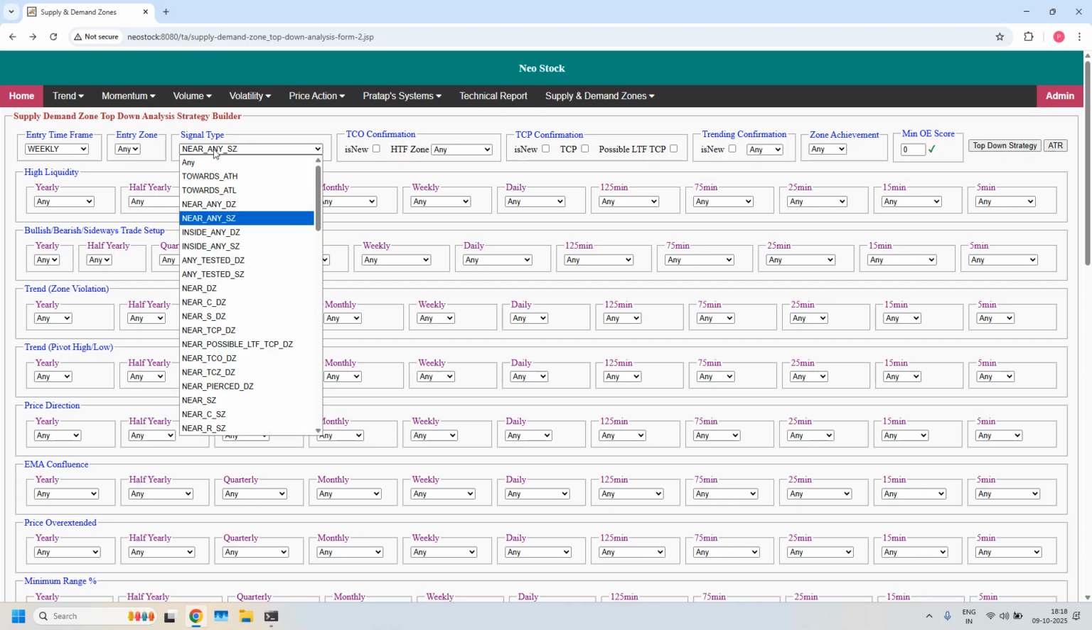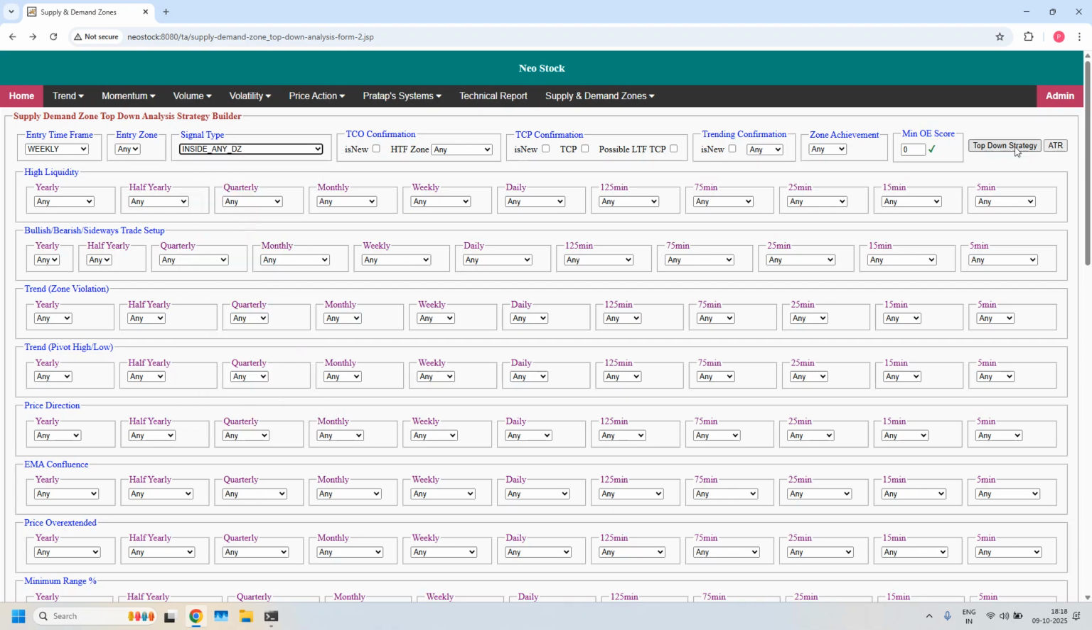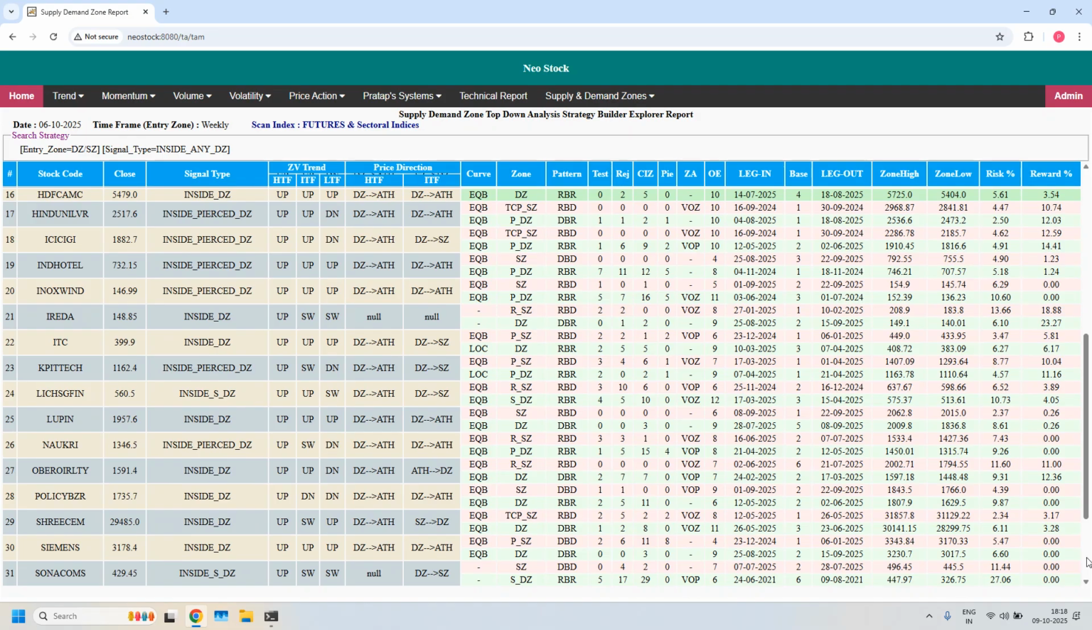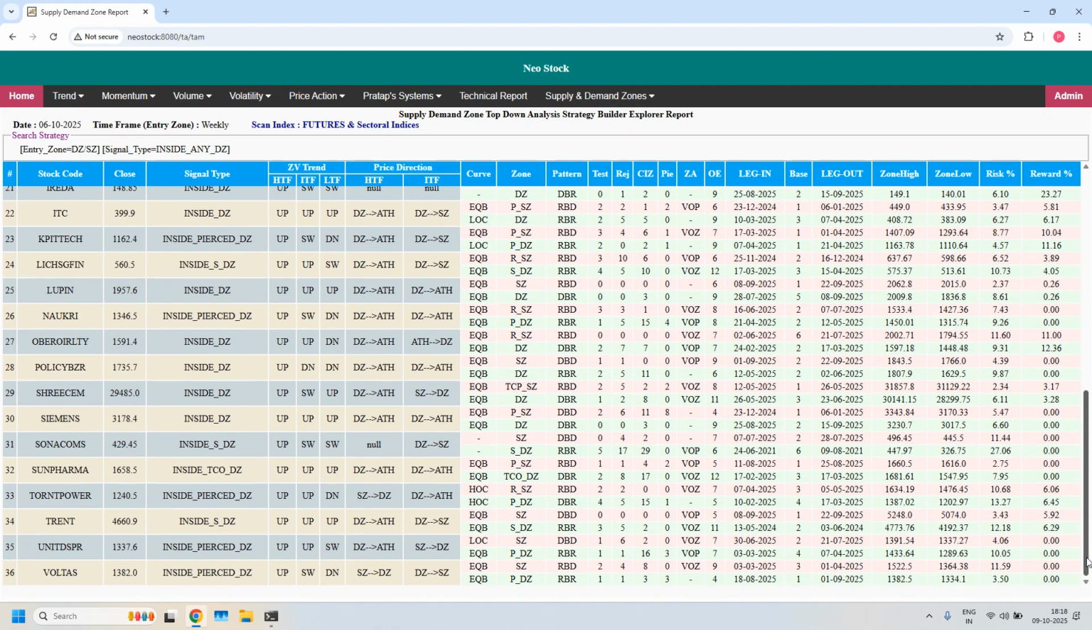Next, price closed inside the weekly demand zone. First 16 stocks in the list. Scrolling the list down. Total 36 stocks are filtered.